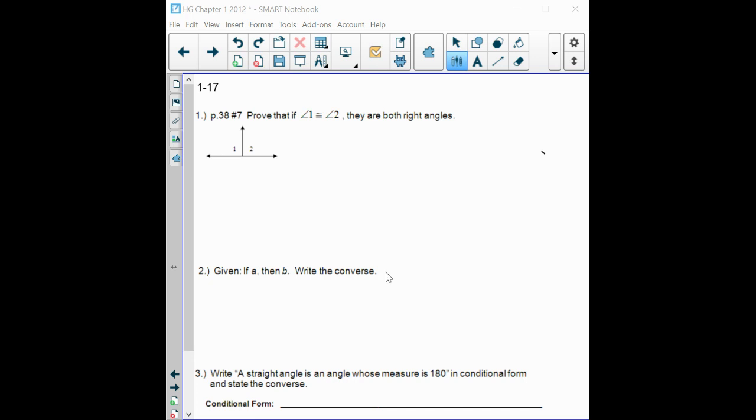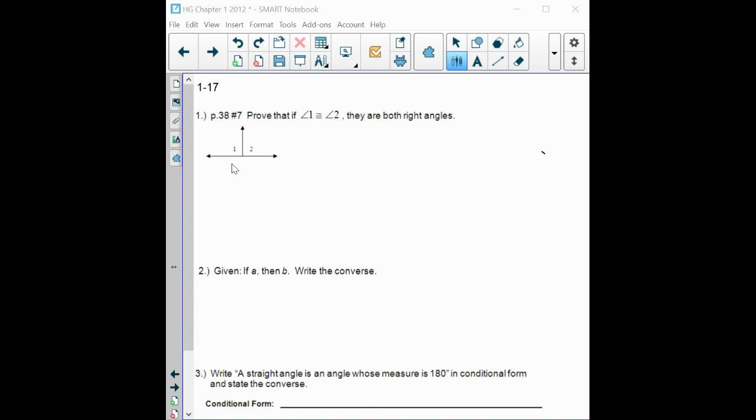Today we're going to be doing a few pages in the notes, more logic-based videos here. So first page we're going to look at is 117. So very first question is prove that angle 1 is congruent to angle 2. That if they're congruent, then they are both right angles based on this diagram.